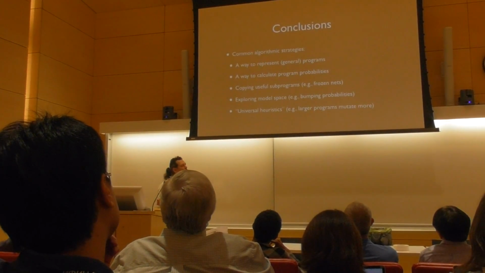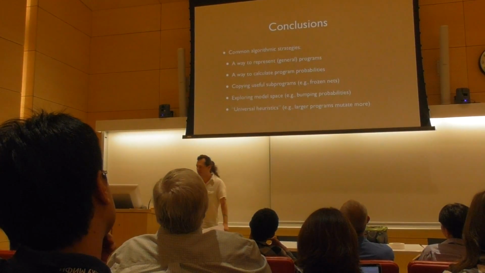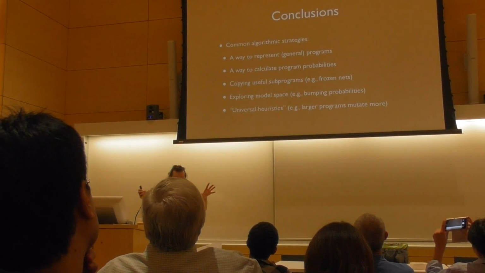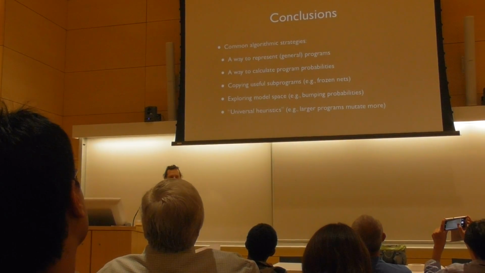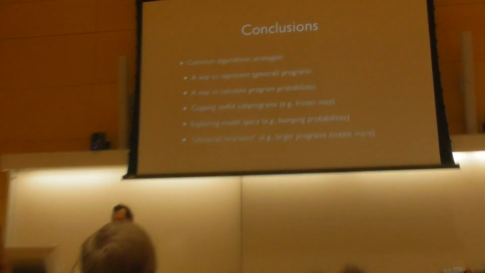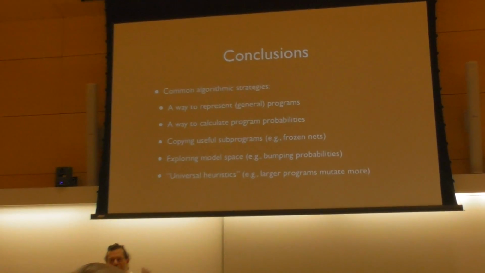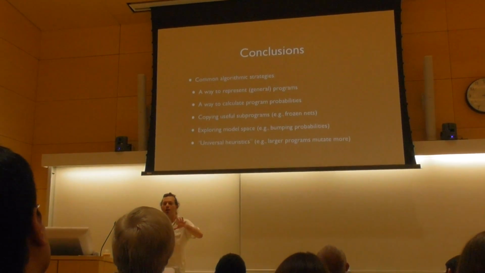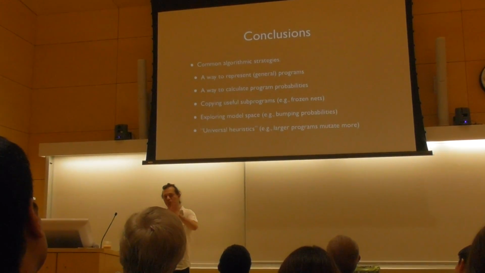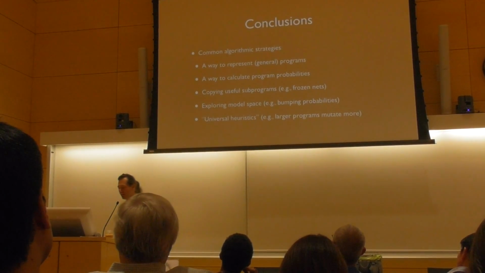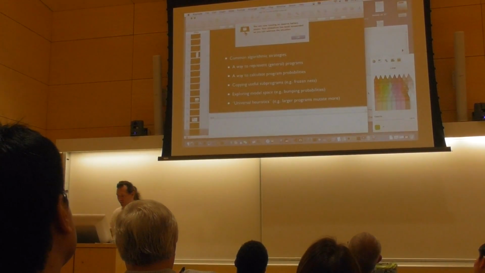Some common strategies in these designs are, well, we usually need a way to represent programs efficiently, of course, and we need a way to calculate the program probabilities. That's where a lot of novelty is introduced in these algorithms, if you would remember. And we usually copy some subprograms.